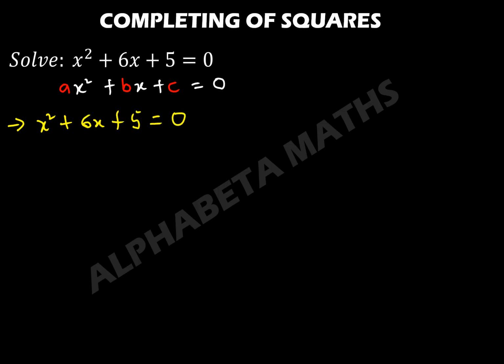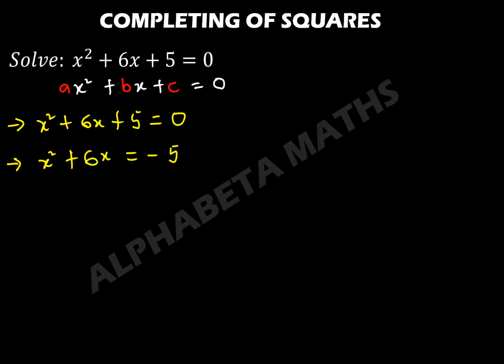The next step is for us to make sure that the constant, which is c, crosses the equal sign to the other side of the equation. So we are going to move positive 5 to this side, making it negative 5. This means that we now have x squared plus 6x equals negative 5.